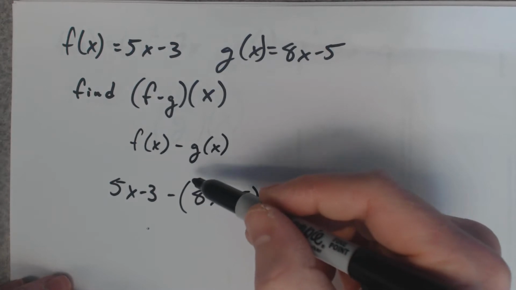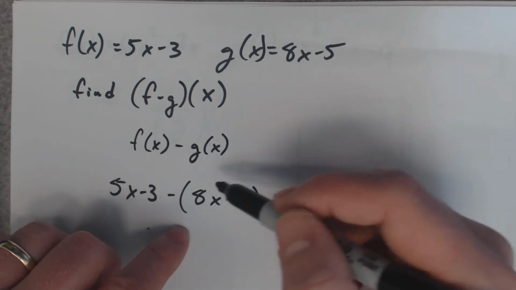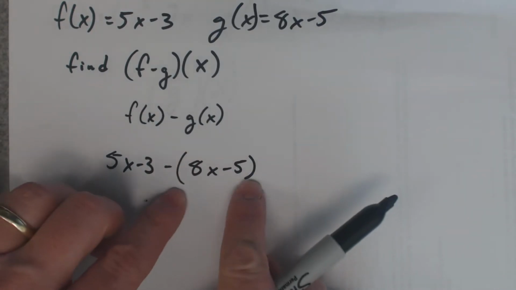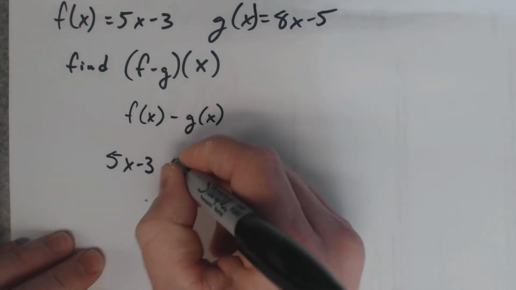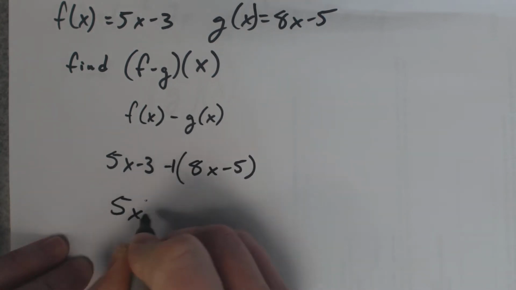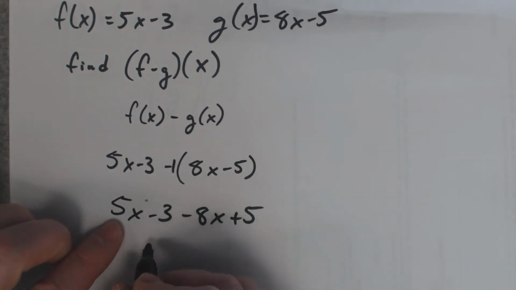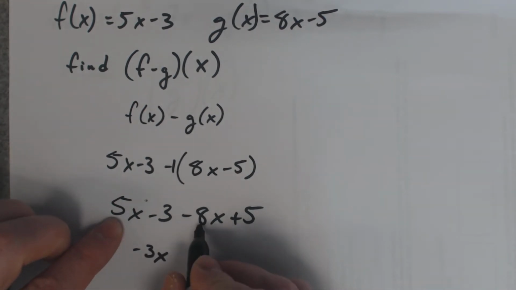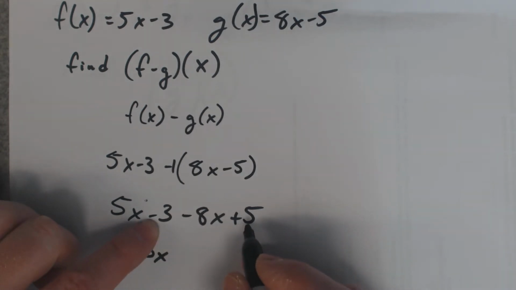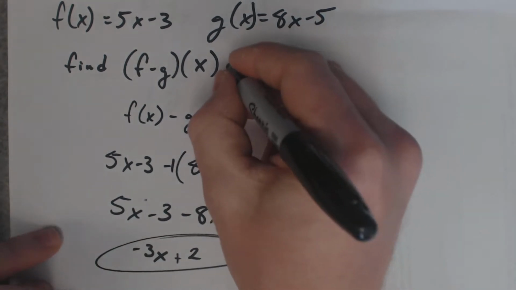If you don't put that parentheses in right there, you're going to say minus 8x and not minus 5. So you've got to put those in parentheses because you're subtracting the whole function. If you don't do this, you'll get it wrong. Now remember what happens when there's a negative in front of parentheses? It's like distributing a -1. And then we combine our like terms. 5 minus 8 gives -3, and -3 and a +5 go together to give you a +2. And there's your new function.